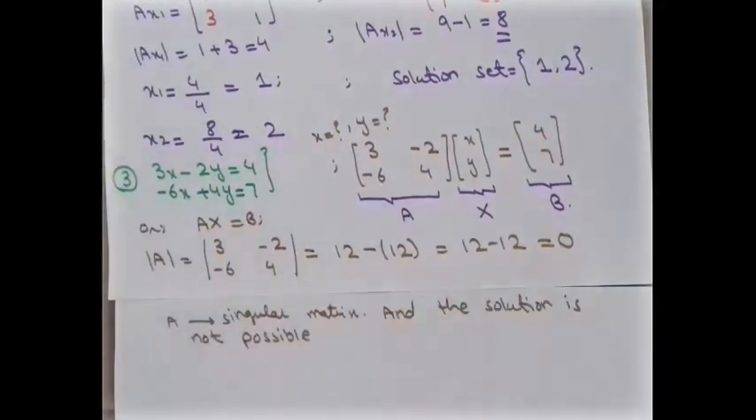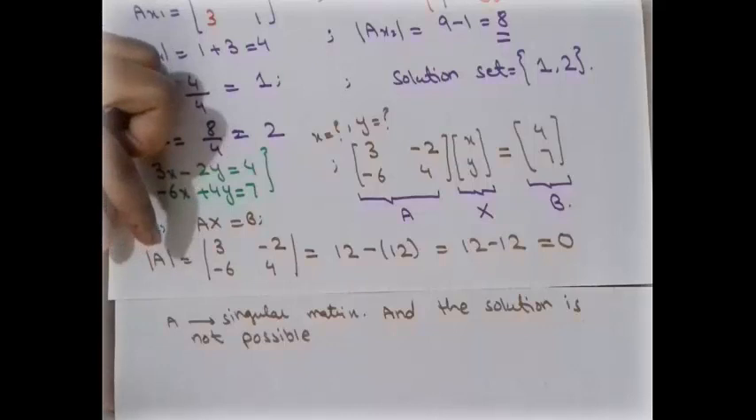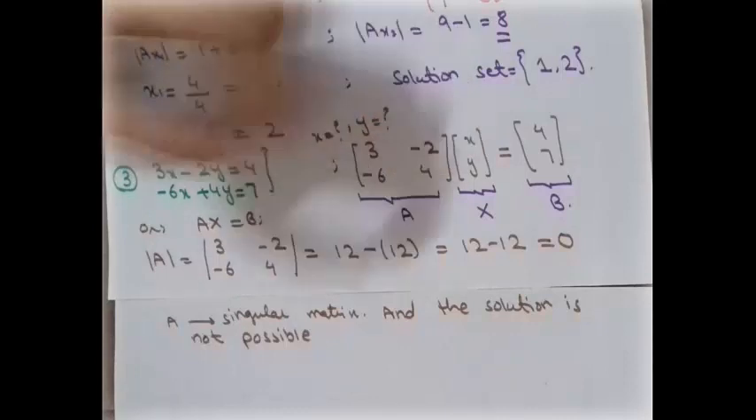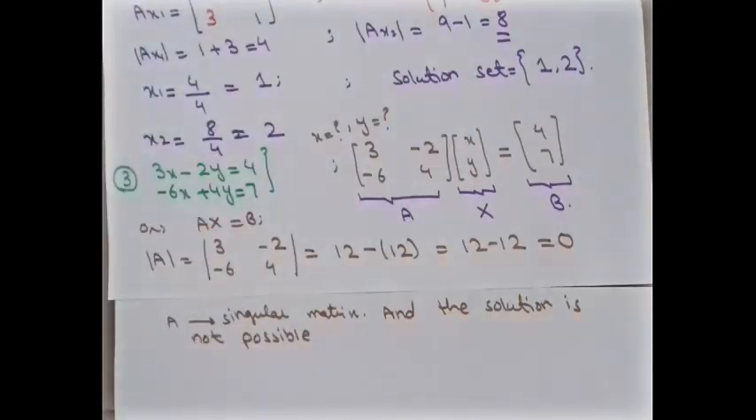So the solution is not possible because the matrix A is a singular matrix; the determinant of A is equal to 0. So in that case the solution is not possible. The solution is only possible if the determinant of the coefficient matrix is not equal to 0.